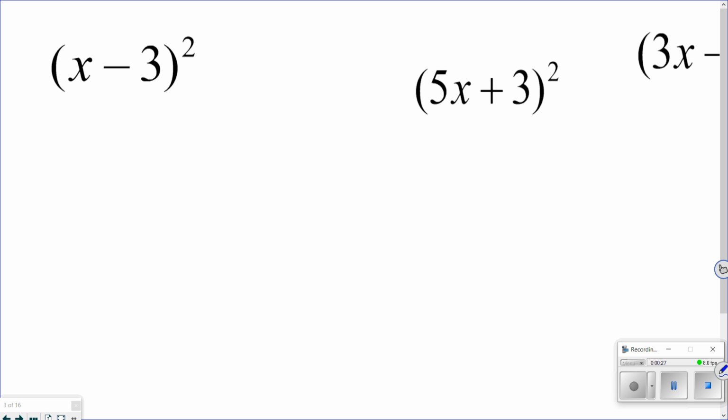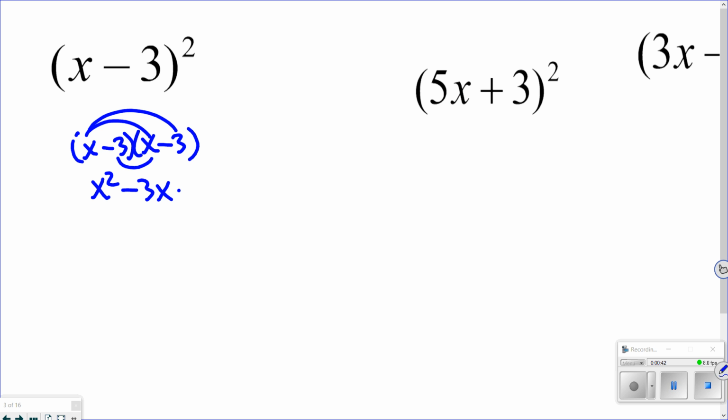So let's start with this problem right here. If I have x minus 3 squared and I want to multiply that out, I'm going to go x minus 3 times x minus 3. So let's multiply that out. I go x times x, just multiplying this all the way out. What happens then is I end up with x squared. These two in the middle, when I combine them, they're the same, so I just double it. Minus 6x plus 9.